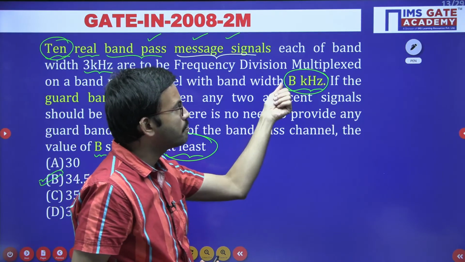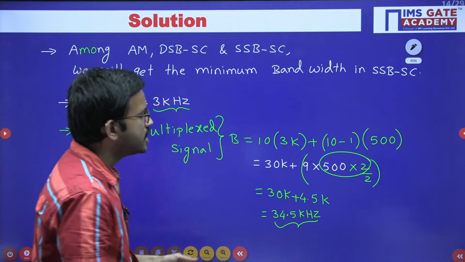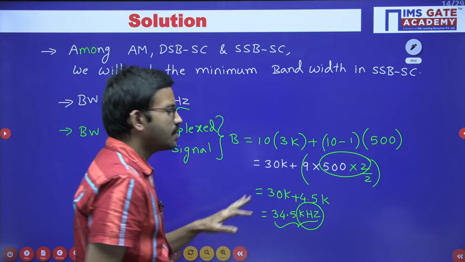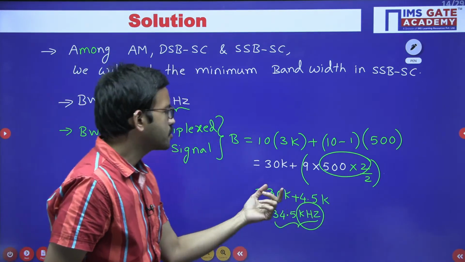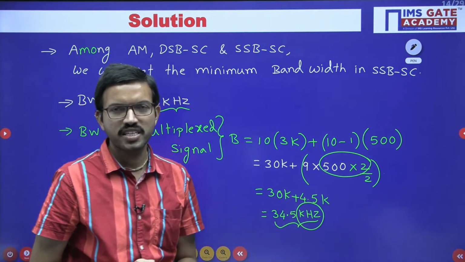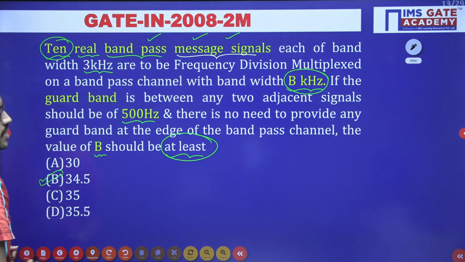Here they have mentioned B kilohertz, right? So whatever the B value you got here, you should represent in the order of kilohertz. Sometimes they will ask in the order of hertz, sometimes in kilohertz, megahertz, etc. So whichever order they have mentioned, accordingly we have to rearrange that particular value. Okay, right. So for this question, option B is the correct answer.